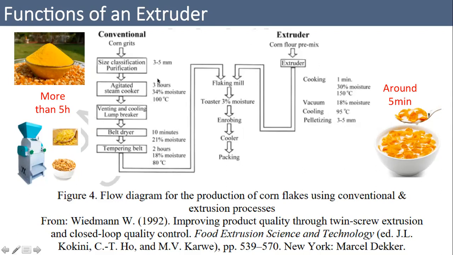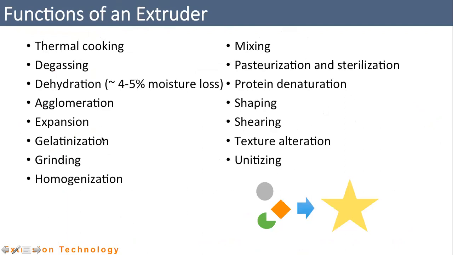You can see drying, cooking, right? Temperature provide, it will provide temperature itself, so we can identify. And conveying, all these processes are happening inside the extruder. Thermal cooking, right? Cooking is there. Degassing is there. It means gas removal. Dehydration, it is a very common term. You all know what is dehydration.